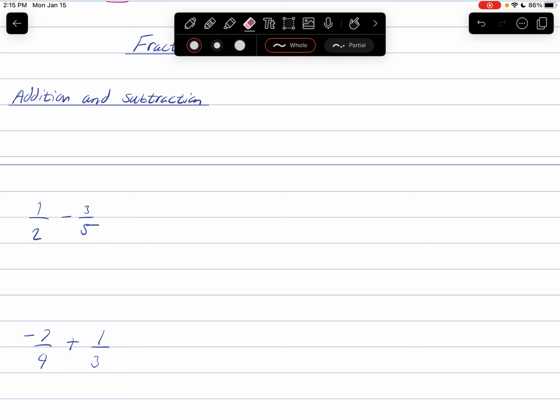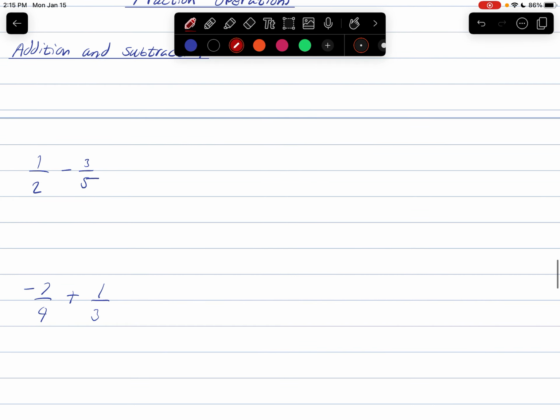Okay, so you may be tempted to just go ahead and subtract straight across the numerators and the denominators, subtract 3 from 1 and 5 from 2, but unfortunately we're not able to do that when it comes to addition and subtraction and fractions. We have to first start by finding something called a least common denominator. In order to find what it should be for this first one, I'm going to start by listing off all the multiples of each of our denominators, okay? So our denominators are 2 and 5, so let's list the multiples of 2.